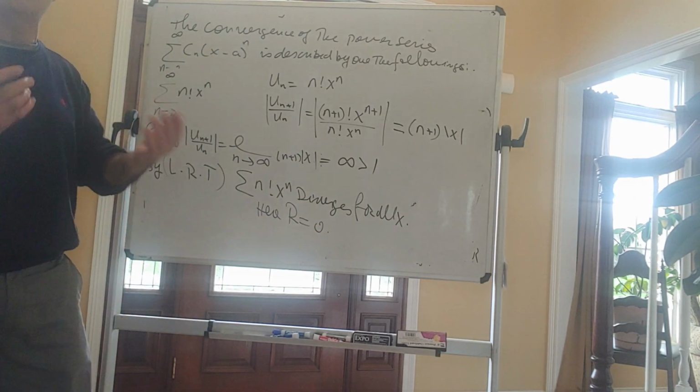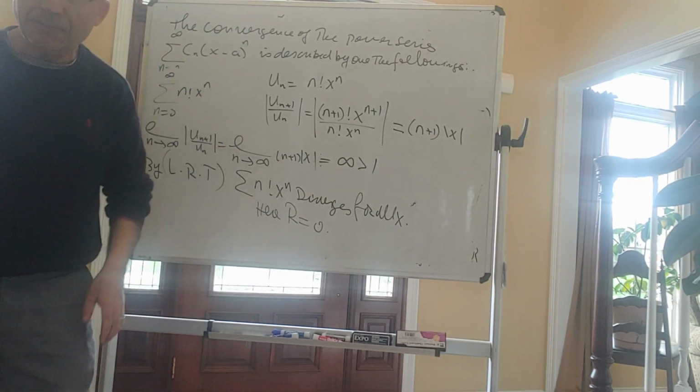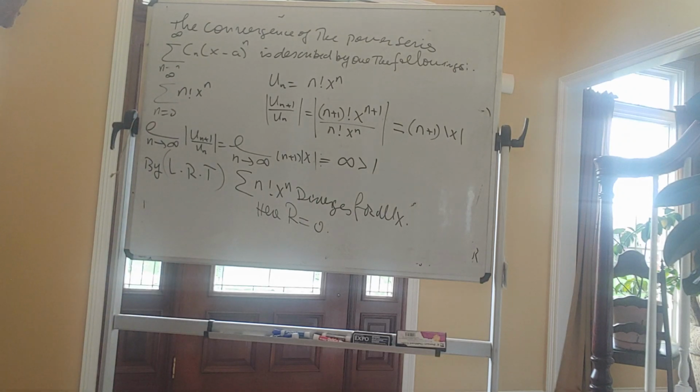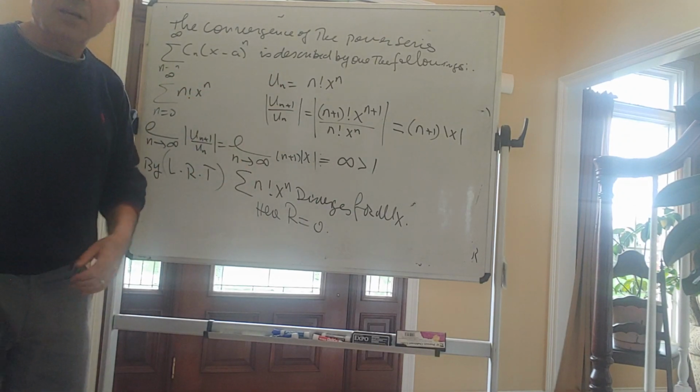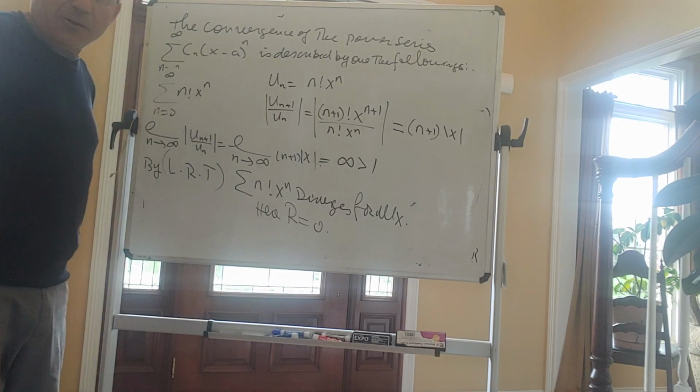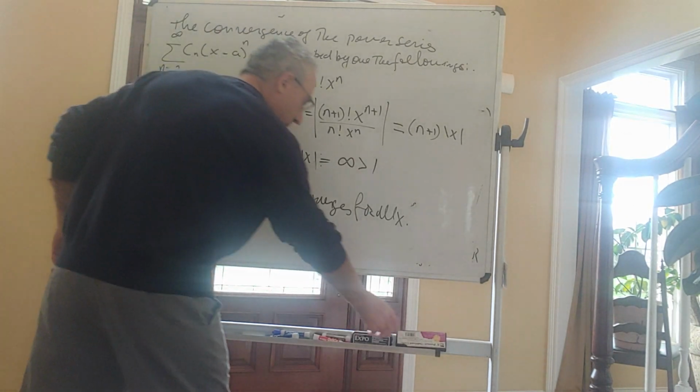So here, the radius of convergence is 0. That means there is no radius of convergence. It's empty. Okay? No radius of convergence. All right, so here's an example of a series that diverges for all x. All right? So let's try another one.